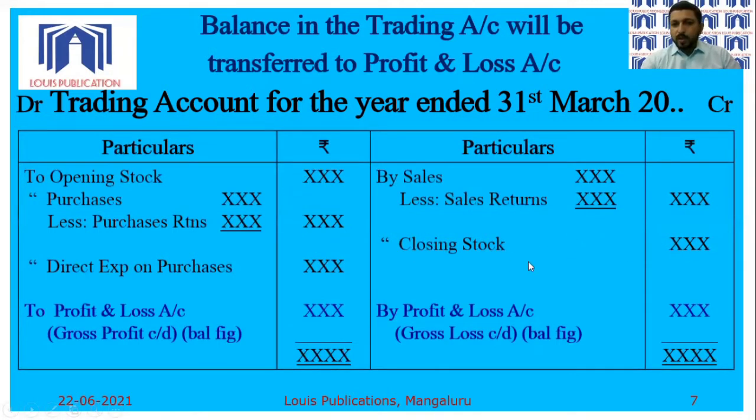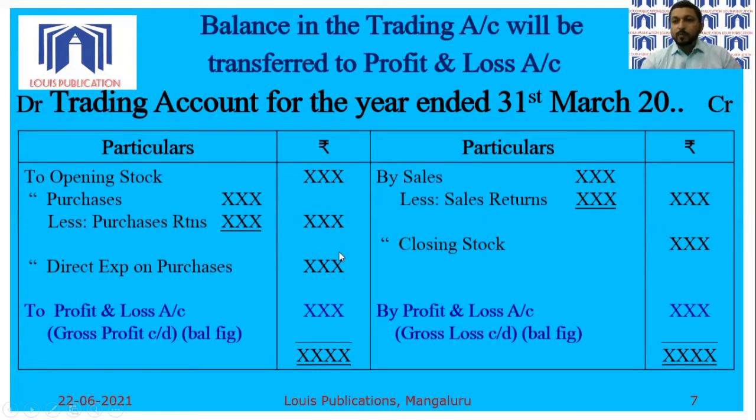So this is about the cost of goods sold. Then we had net sales, that is sales less sales return. This is the net sales. This is information about goods: opening stock, purchases, purchase returns, sales, sales returns, and closing stock. So all information relating to goods is recorded in trading account.